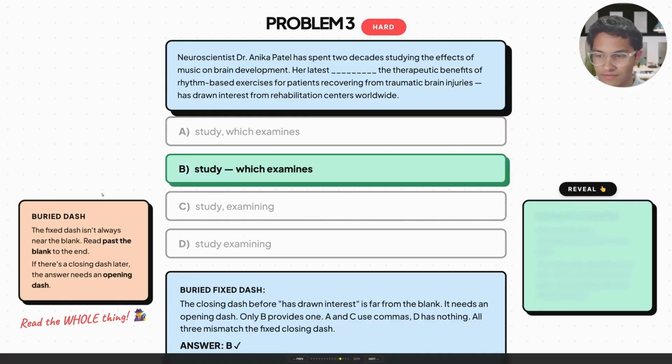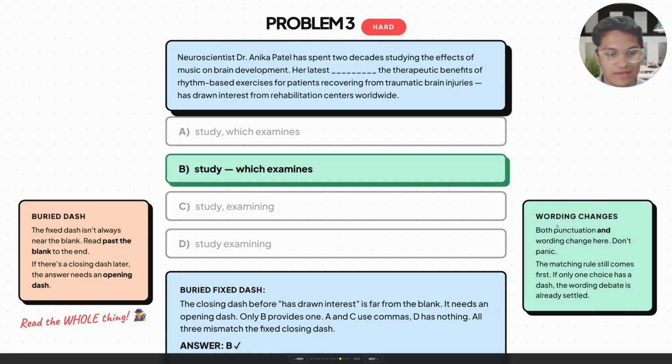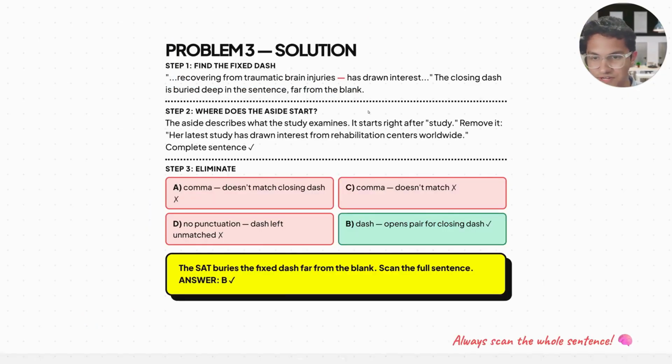So once again, you need to be careful about checking the dash. If you have a closing dash, you might have an opening dash in the start, and this is why you need to always check the answer choices. And also it's crucial to make sure it's not functioning as a colon. And then here you have some wording changes, but don't panic, it's going to be okay. The matching rule still comes first, to always make sure that it can either be parenthetical, which means you can remove it, or it's going to be a colon once again. Here's a quick summary of the solution.